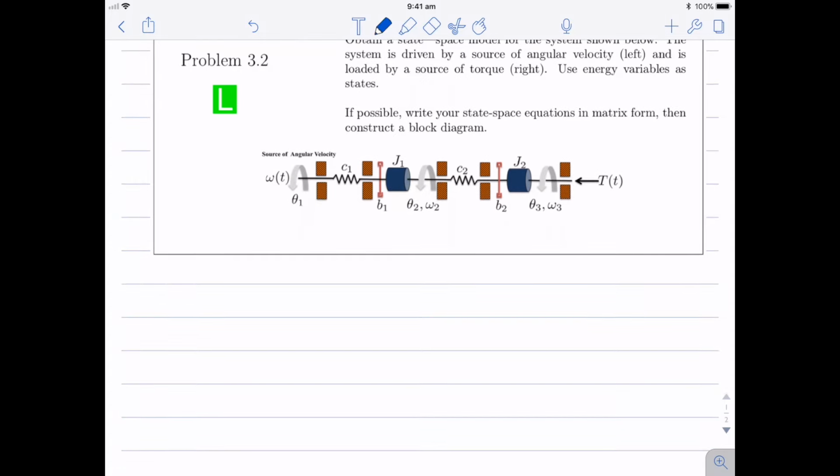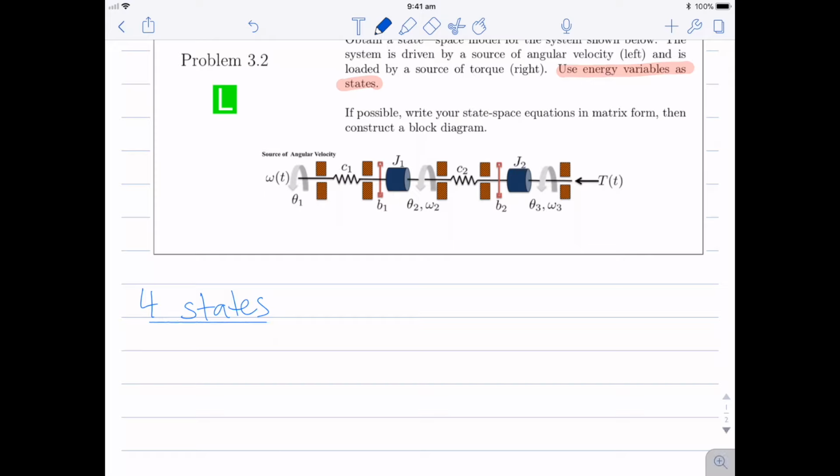Like usual, we're going to start by working out how many states we need and what we're going to choose as states. Thankfully, the questions told us that we should use energy variables as states, which is often going to be the case for us. We've decided we'd like to do that to find analogues between the different domains. So looking at this system, I've got 2 degrees of freedom present. There are two inertias and they can each rotate about one axis. So there are 2 degrees of freedom, which means I need 4 states.